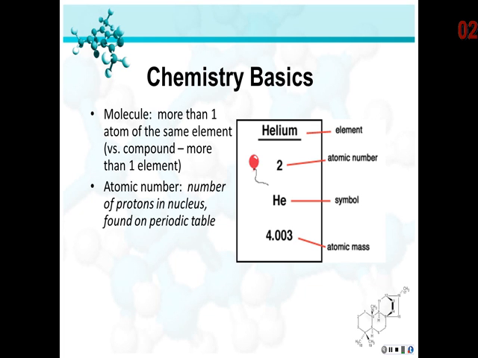The atomic number, which is a whole number on the periodic table in the box with the chemical symbol, tells you the number of protons, neutrons, and electrons in a neutral atom. Also, on the periodic table you will find the atomic mass, which gives you the mass of a single atom in atomic mass units, or AMUs.